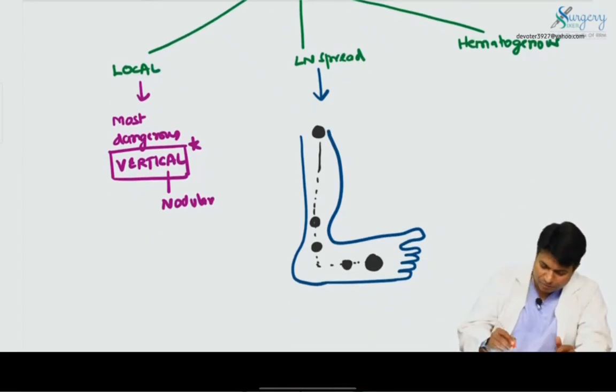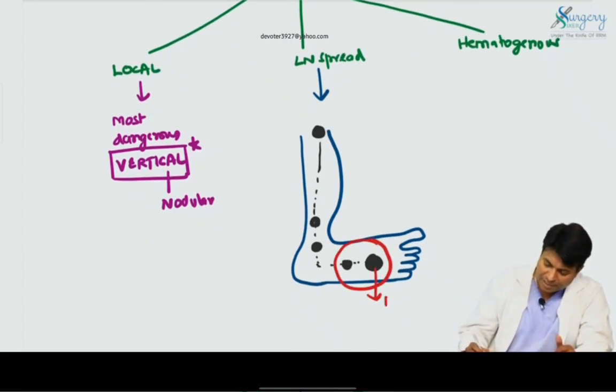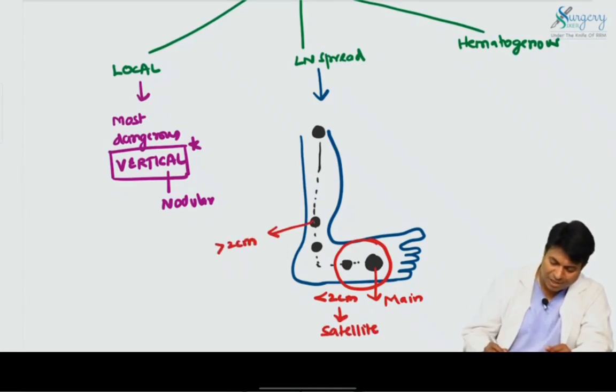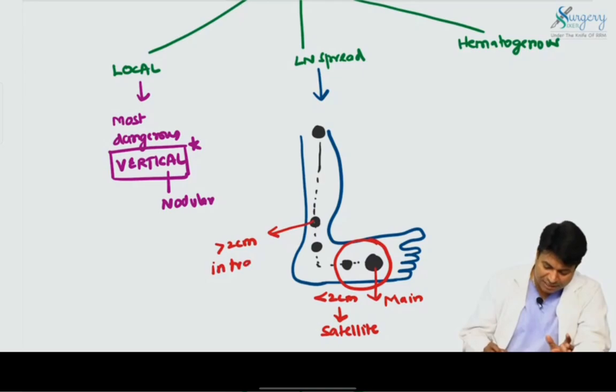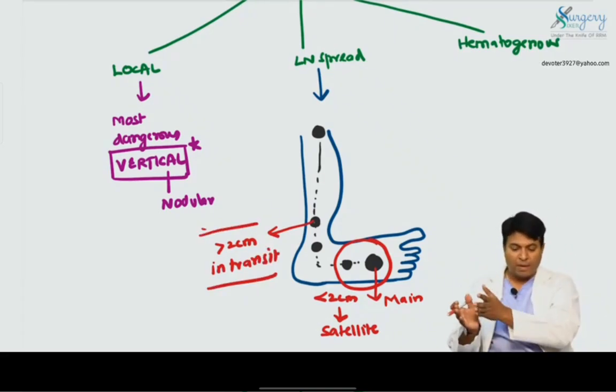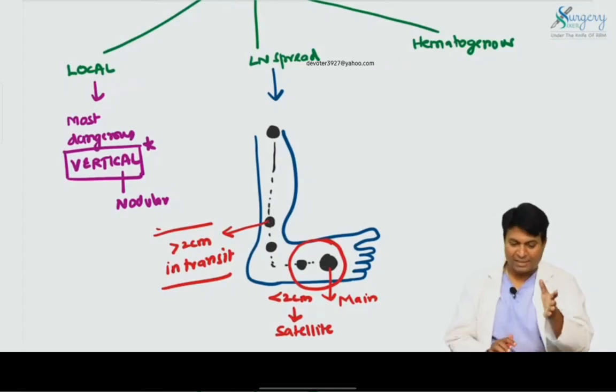If the nodules are seen within 2 cm of the main lesion, what do you call it? It is known as a satellite lesion. If it is seen more than 2 centimeters from the primary, it should not be called mets. It should be called in-transit nodules. So within 2 centimeters along the lymphatic pathway is a satellite nodule. More than 2 centimeters along the lymphatic pathway is an in-transit nodule.